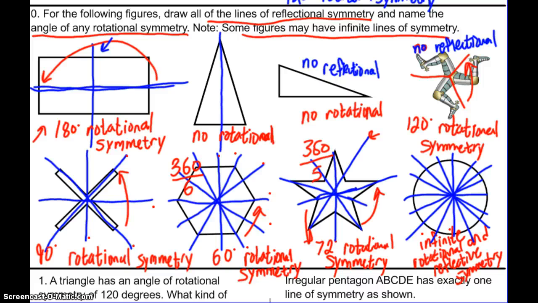And what about rotation? Well, we could rotate it, I guess, any amount and have it look the same as it did before. And just to show you, here's my circle, and I can rotate it any amount, right? It does not change the circle in any way. So it has infinite lines of rotational and reflexive symmetry.